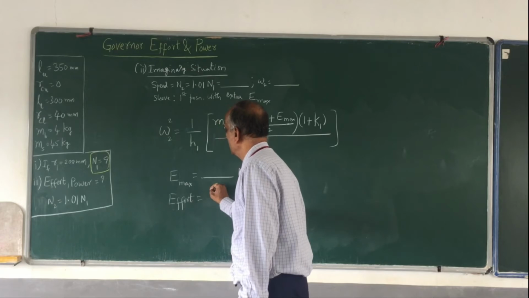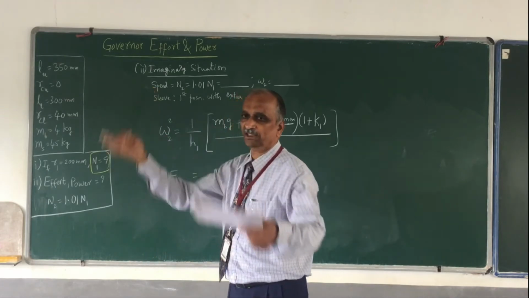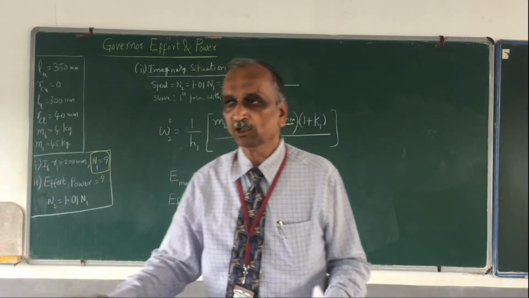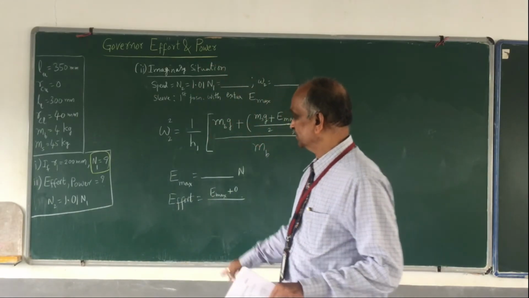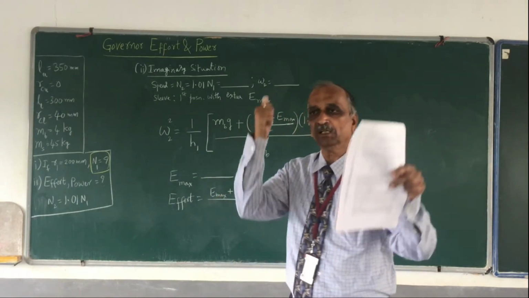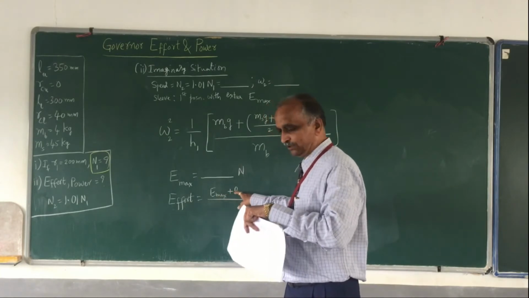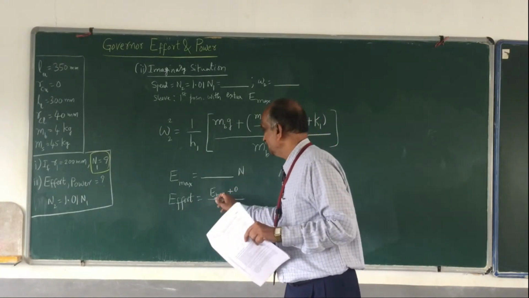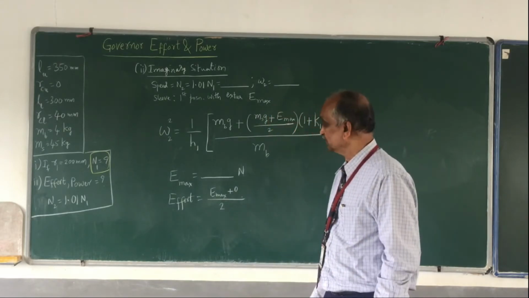Governor effort F is equal to Emax plus 0, divided by 2. Why 0? The moment the sleeve reaches the new position, the sleeve will not move. Therefore, the force vanishes, the force becomes 0. So I started with Emax. The Emax is the force at the beginning of the movement of the sleeve, and by the time it reaches the new position, it becomes 0. Emax plus 0 divided by 2 is nothing but the governor effort.